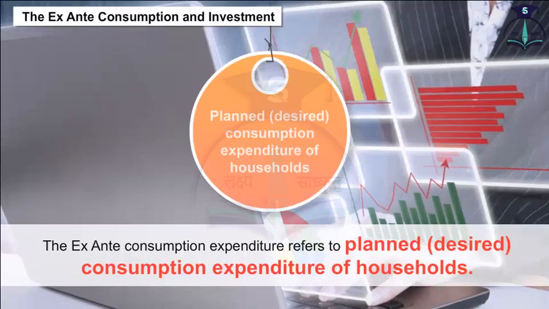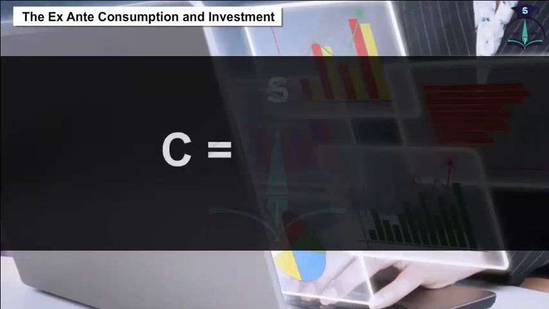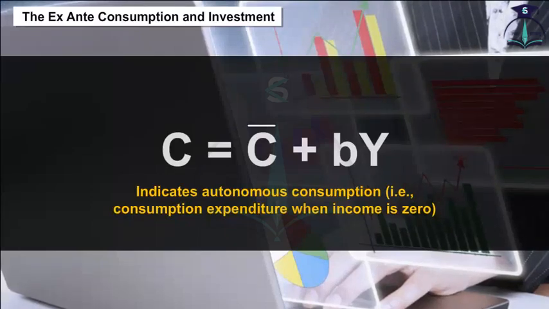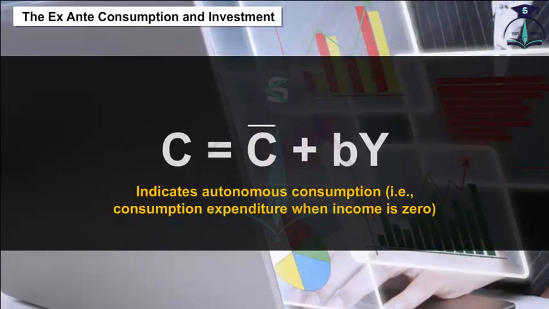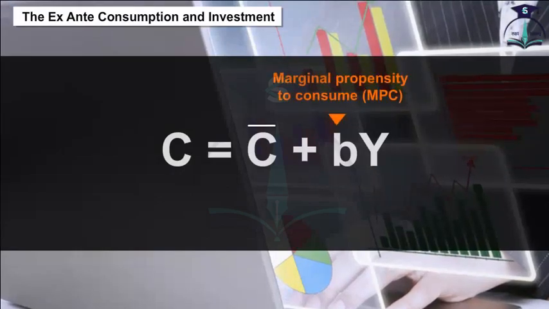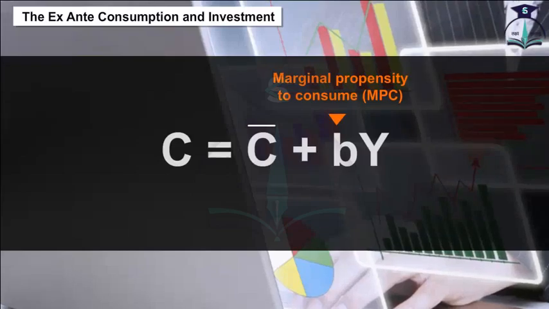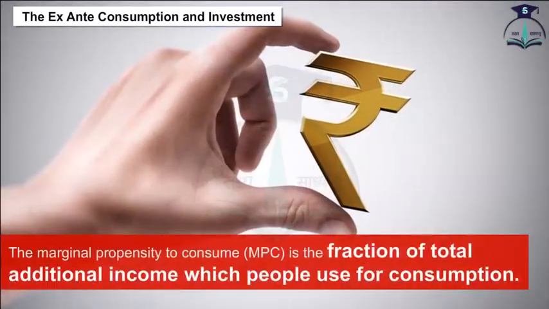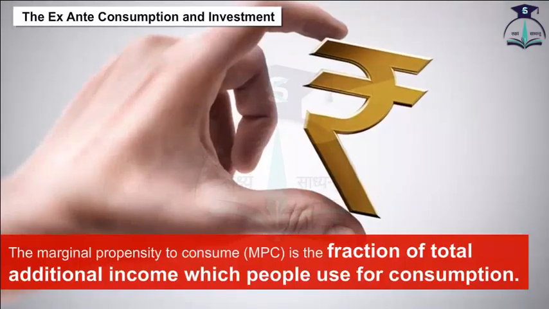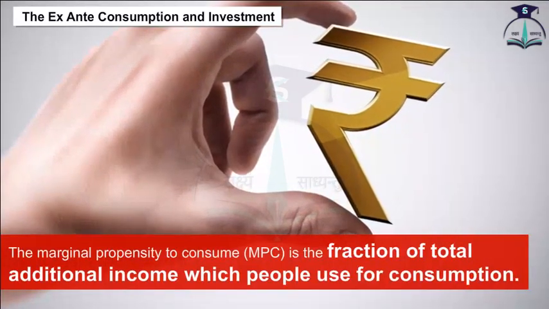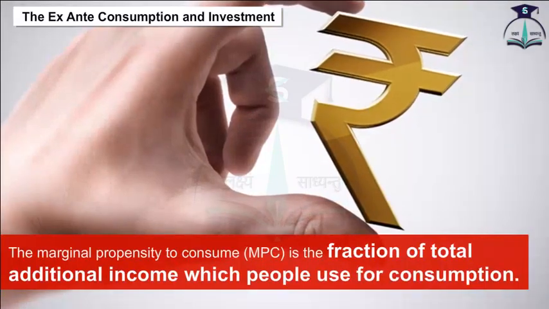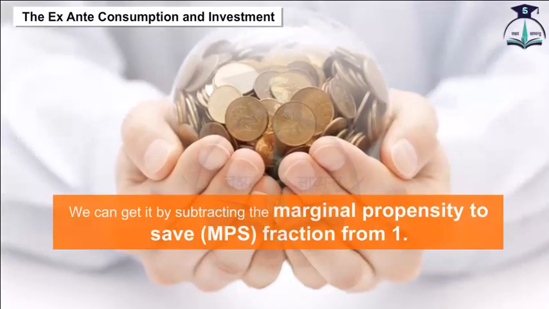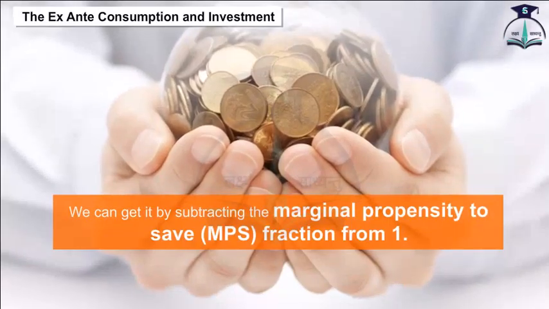The consumption function is represented by C = C̄ + bY, where C̄ indicates autonomous consumption, that is consumption expenditure when income is zero. b shows marginal propensity to consume or MPC, and Y stands for level of income. The marginal propensity to consume or MPC is the fraction of total additional income which people use for consumption. We can get it by subtracting the marginal propensity to save, MPS, fraction from 1.